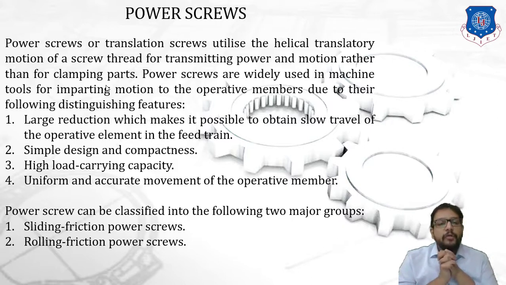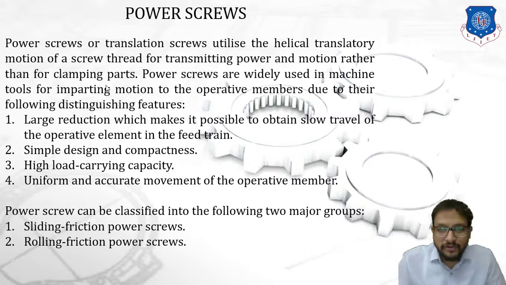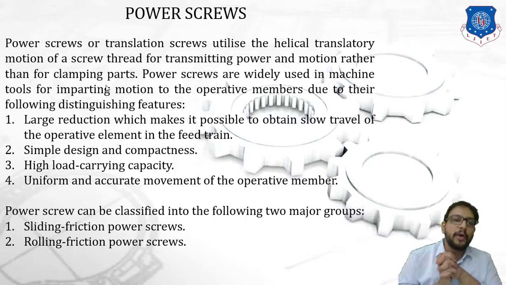Now, what are the major classifications of the power screw? It is mainly classified into two major groups. First is the sliding friction power screw, and second is the rolling friction power screw. Most of the questions are not asked from this power screw, but we need to have an overview of what a power screw is and what functions and features it provides.